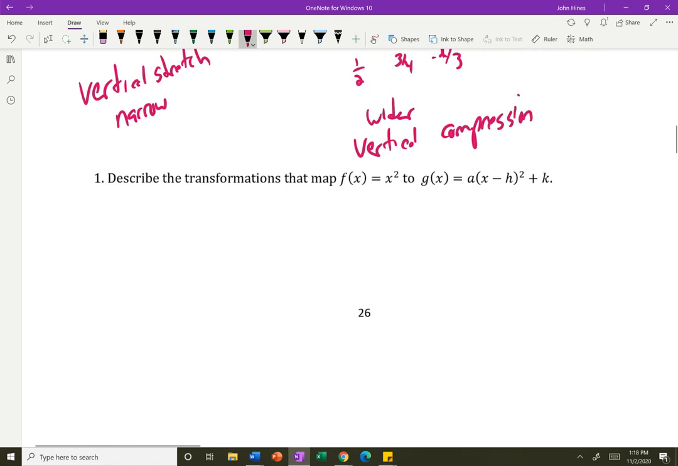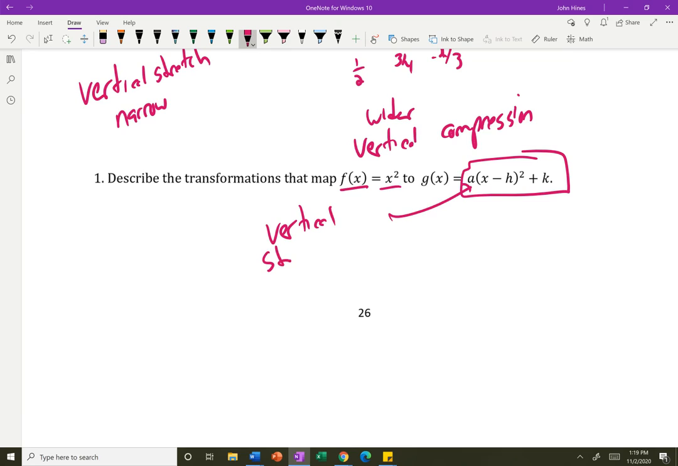So overall, I can take f of x equals x squared and turn it into this monster over here. So this is my vertical stretch. That number out front tells me how am I wider, am I more narrow? And it can also be a reflection over the x-axis if it's negative. So you got to watch out for that reflection over the x-axis.